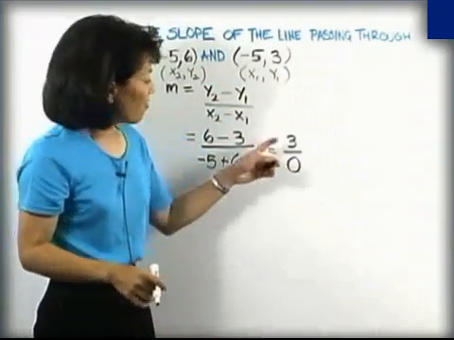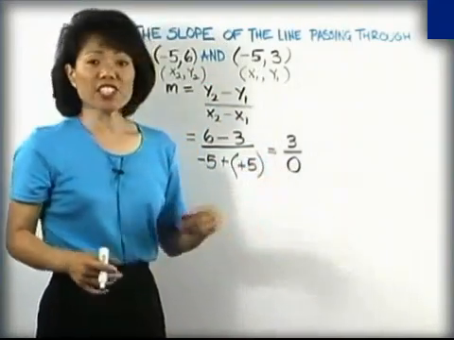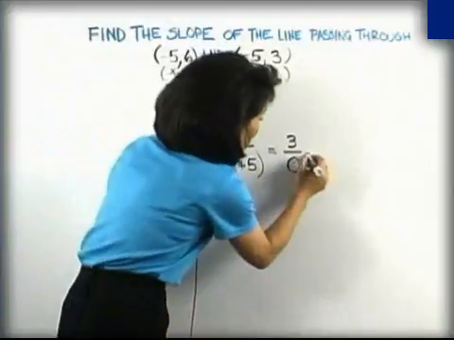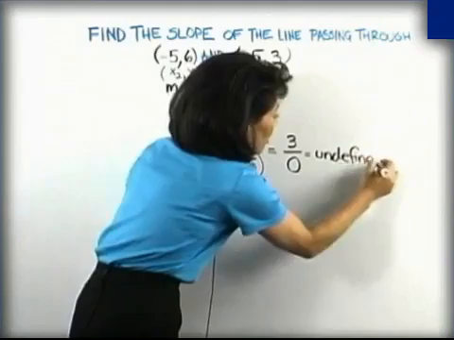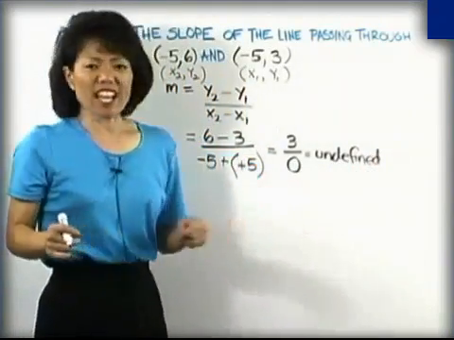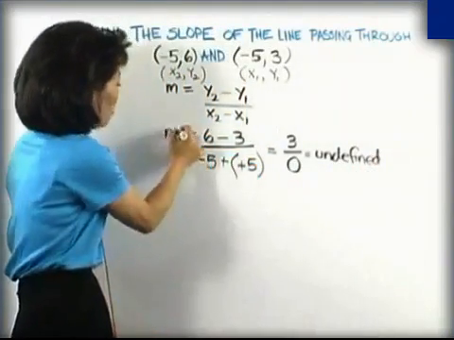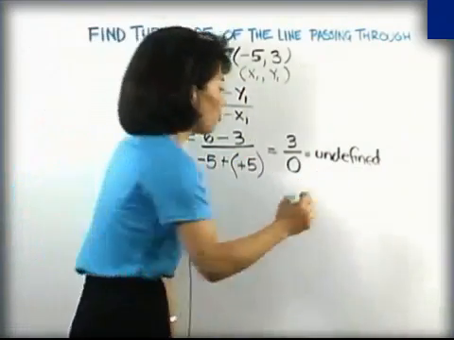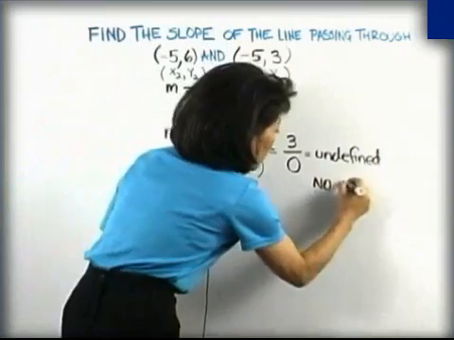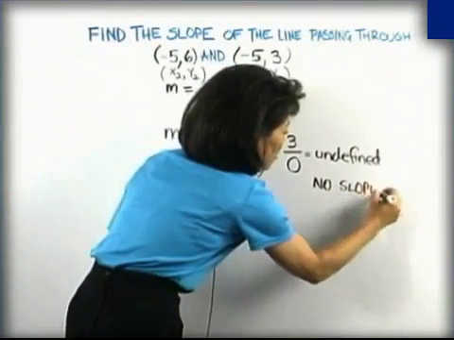Now, what does that mean to have a fraction with a 0 as a denominator? Remember, that means this is undefined. Now, what does it mean to be undefined? Well, if you ever get a fraction that's undefined that represents your slope here, what you can conclude is that your line has no slope. Now, what does that mean to be no slope?